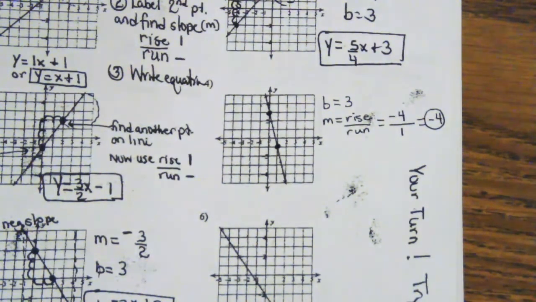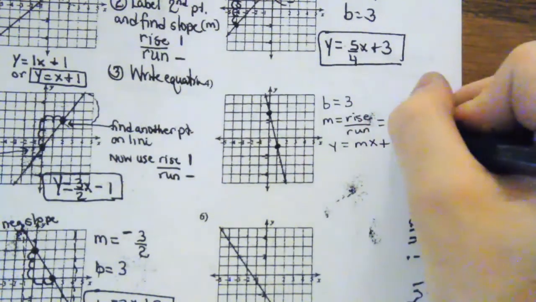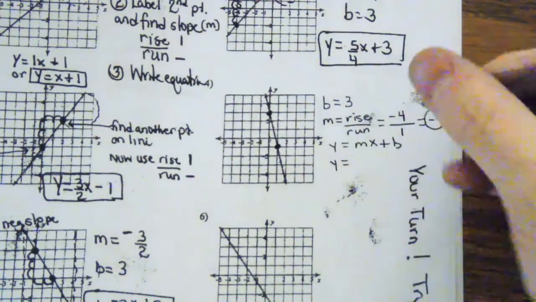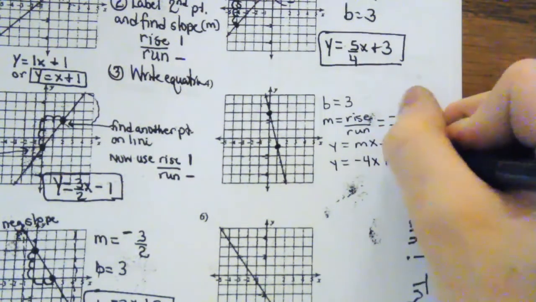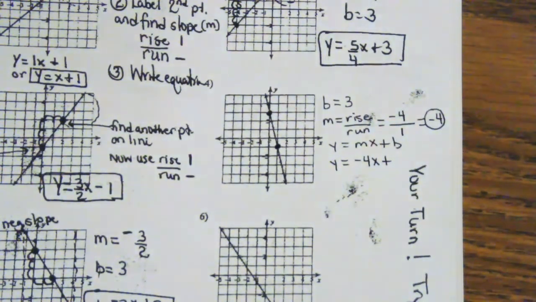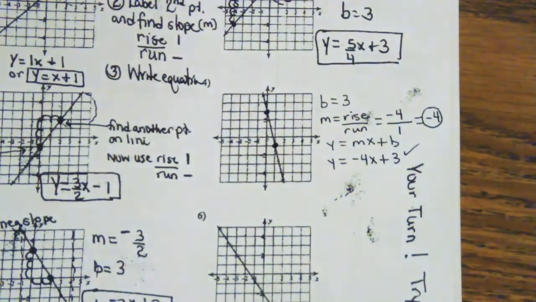So now the last thing we need to do is write our equation in mx plus b form. So I'm going to need to write this as y equals mx plus b. My m is going to be -4. That's my slope. So I have -4x. My b value is going to be 3. So I'm going to put that in for b. And I'm done. That's how you write an equation from a graph. Notice that this line has a negative slope. That means that the line is going down as you move from left to right.